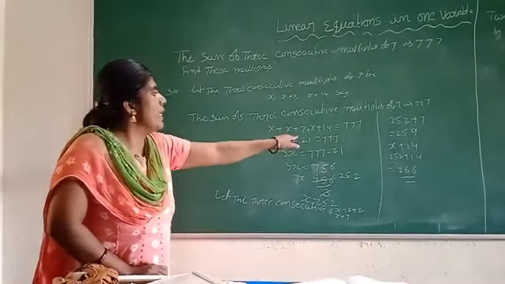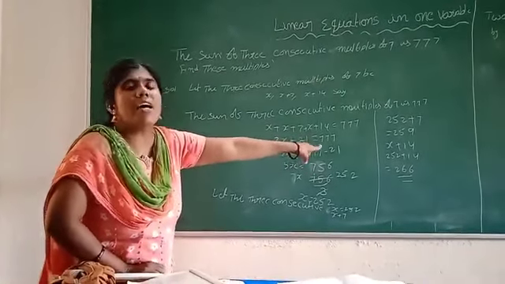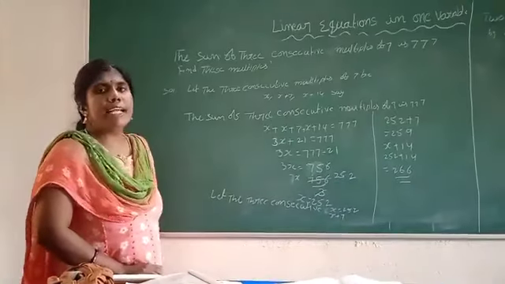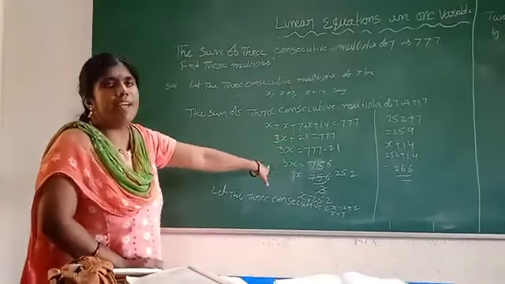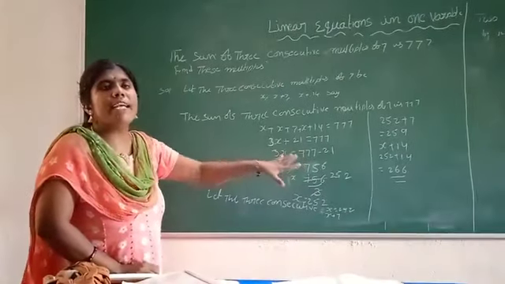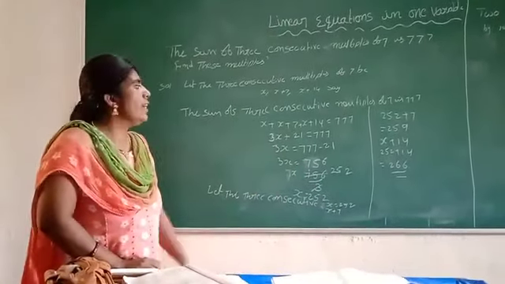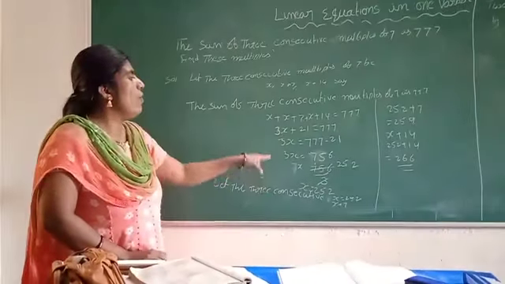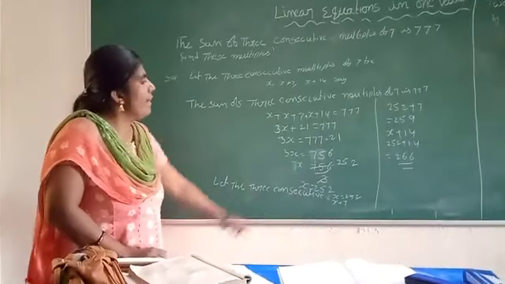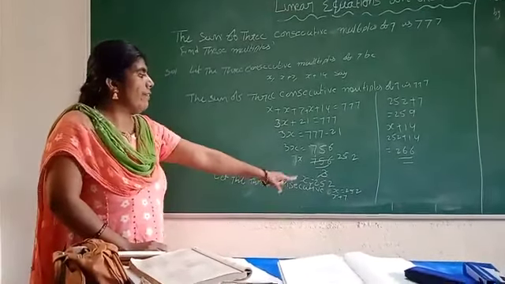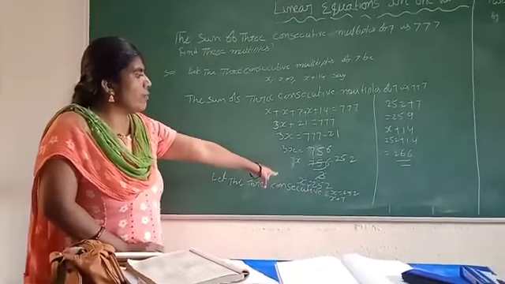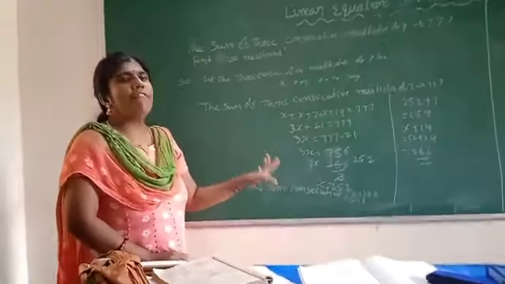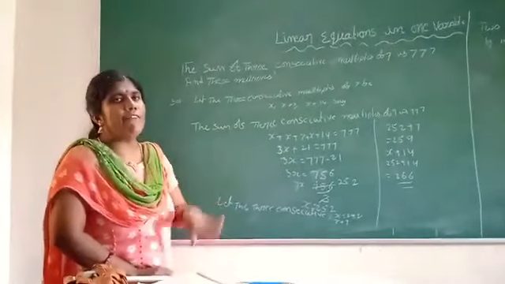777. 3x plus 21 is changed to the other side, plus becomes minus. 3x equal to 777 minus 21. 3x equal to 756. So x equal to 756 by 3. So divide it by 3. 3 ones are 3, 3 twos are 6, 3 fives are 15, 3 twos are 6. So x equal to 252.